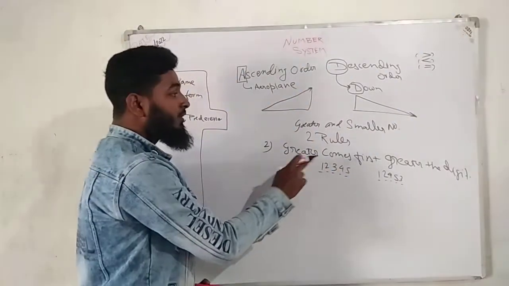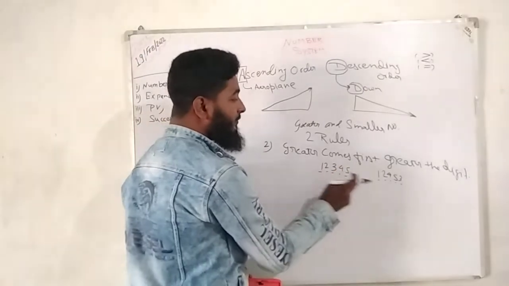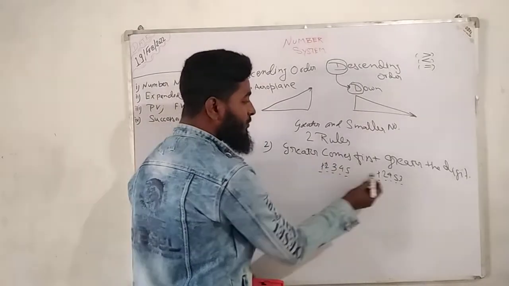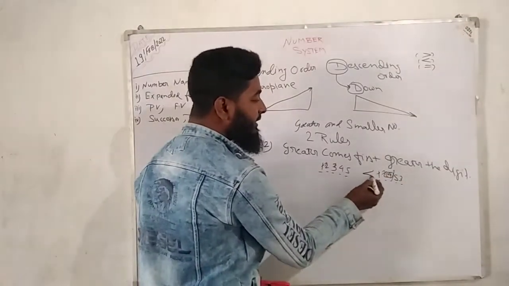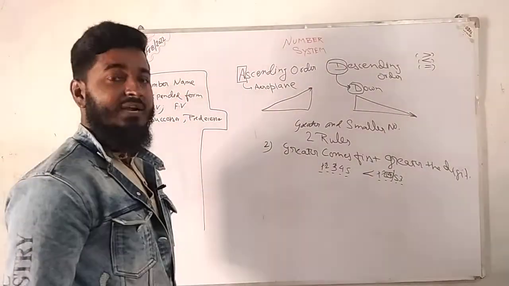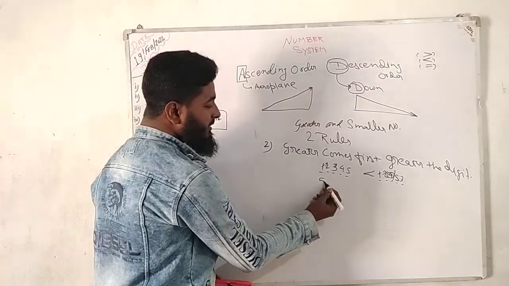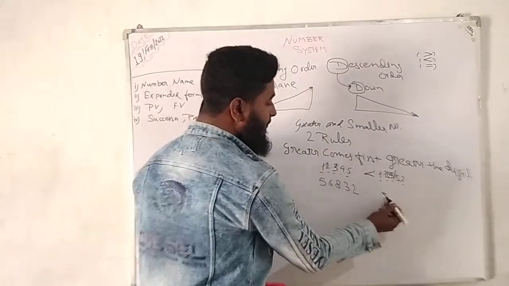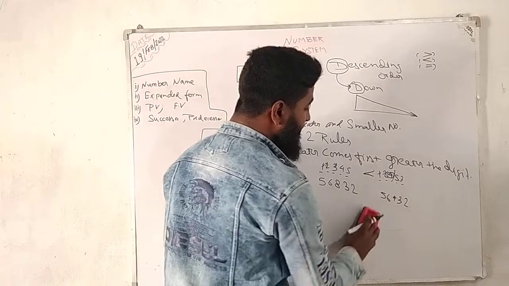Whichever comes first with the bigger number has the bigger digit. Here how many are there? 1 2 3 4 5, 1 2 3 4 5. Here comes 1, here comes 1, here comes 2, here comes 2, here comes 3, here comes 4. It is greater. We don't have to do anything. We just have to deal with ones, tens, and hundreds. Okay, done. Now the number is 5 6 8 3 2 and now 5 6 4 3 2. Done.